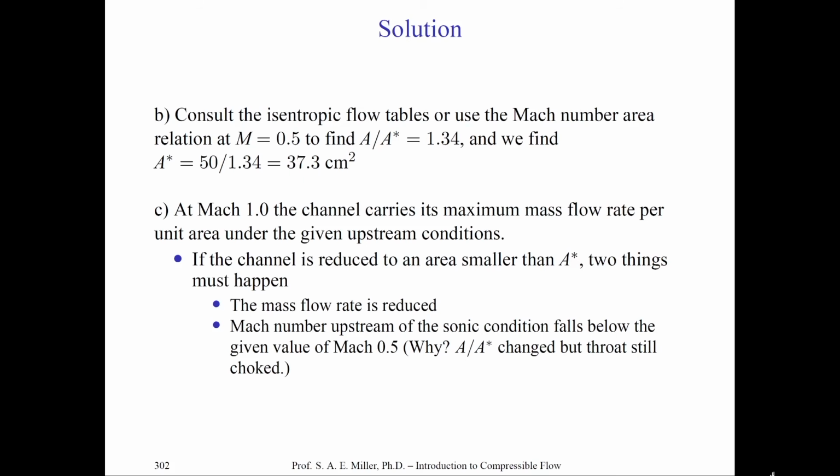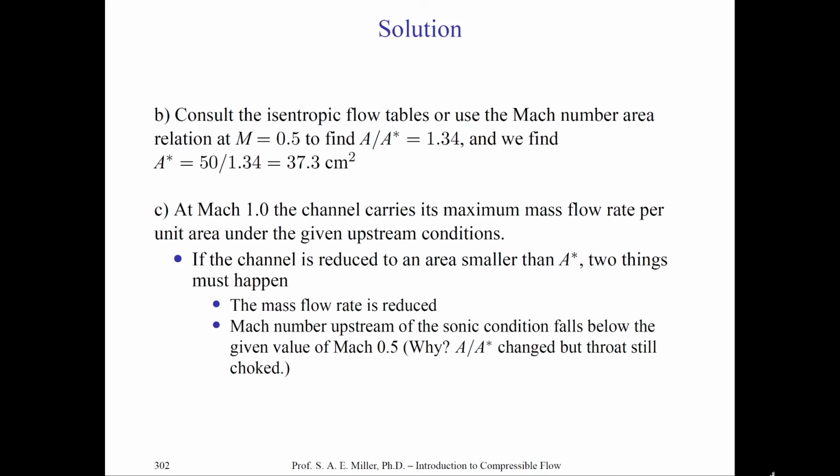Now, part C. Let's say at this particular choke condition, or critical condition at Mach 1, the channel will carry its maximum flow rate per unit area under the given upstream conditions. If the channel is reduced to a smaller area than A sup star, two things in particular will happen. One, the mass flow rate must be reduced.